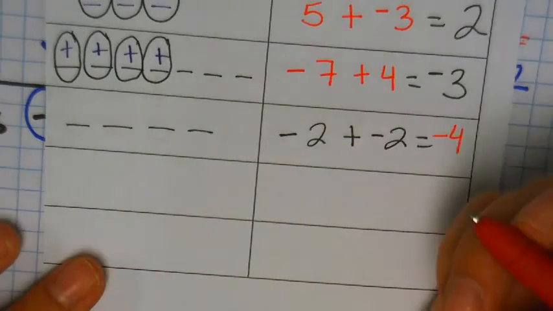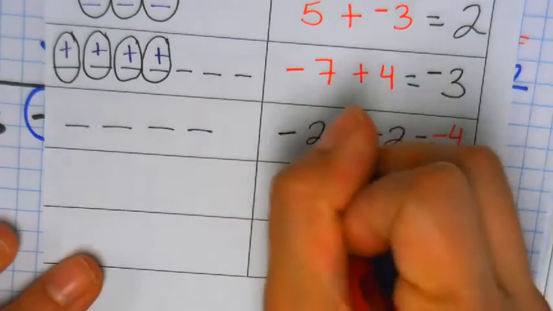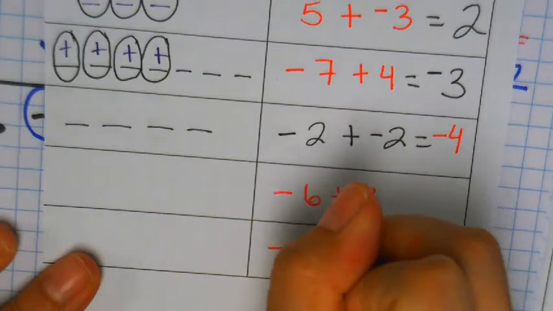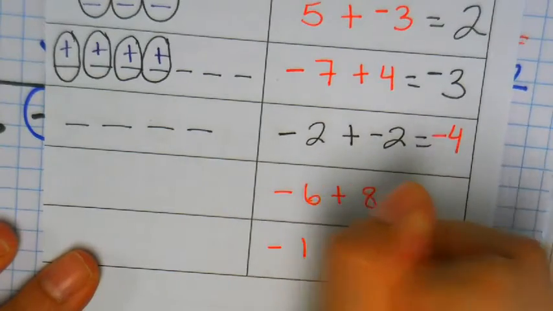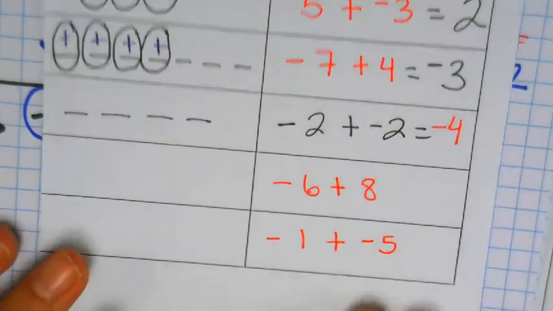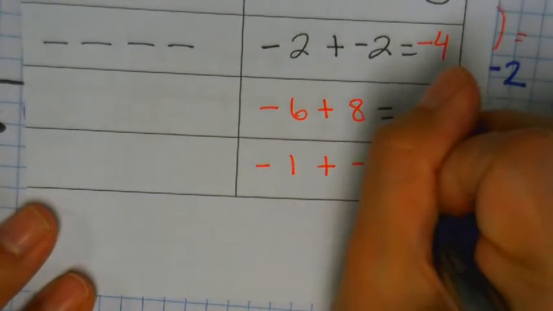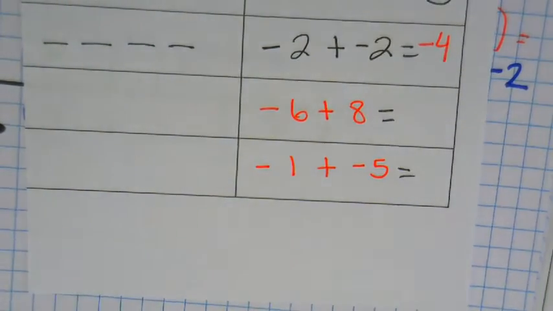All right, try doing these two on your own. -6 plus 8 and -1 plus -5. All right, try doing those two on your own right now. Don't shout out any answers. Just try them on your own. Give everyone some time to think, and I'll be quiet.